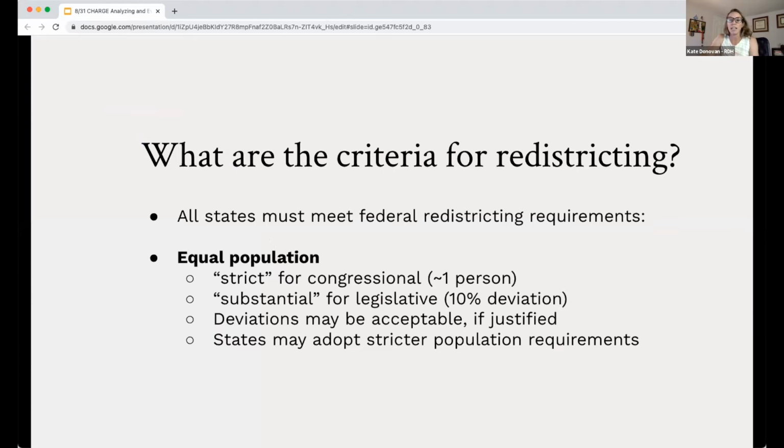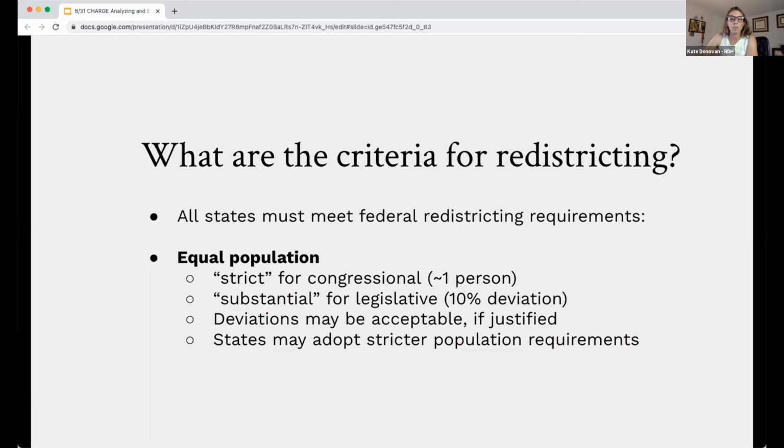So as has already been highlighted, there are two federal requirements that all states must comply with, the first being equal population. So if you are drawing or analyzing congressional maps, the standard is strict, as has already been noted, which is typically interpreted as essentially one person. If you are drawing or analyzing legislative maps, the standard is substantial equality, which has been defined as a 10% deviation from the ideal or target population in each district.